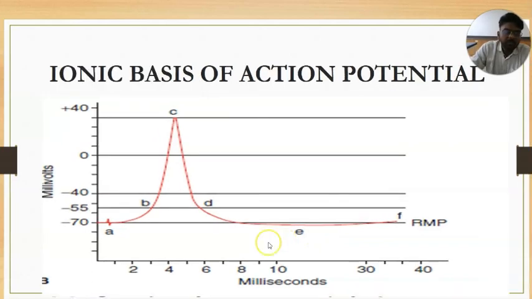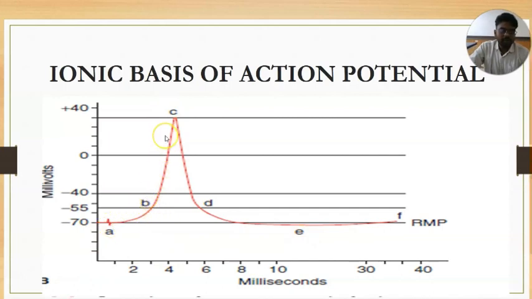We'll see the ionic basis of the action potential: what are the reasons behind each phase? The upstroke of this graph, from A towards C, is the depolarization phase, and from C towards E and F is the repolarization phase, right? The depolarization phase has this firing level.